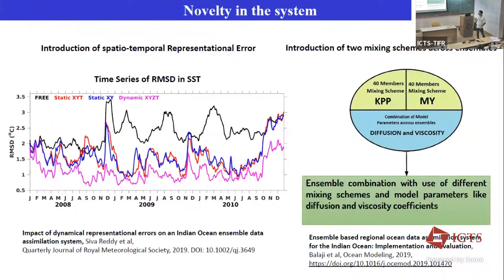So this RMS that you are showing, with respect to what? This RMSD is with respect to observation. This SST is most likely with respect to GHRSST. Assimilated or not assimilated? Not assimilated. Some other, there are various satellites, a different satellite.